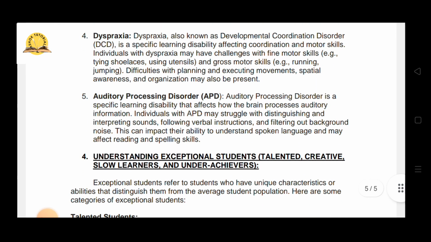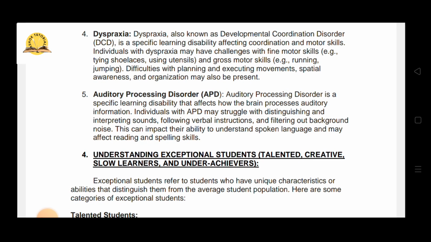Now let us see dyspraxia. This also, I think, came in my MTET exam. So dyspraxia, also known as developmental coordination disorder. What is this? DCD, which means developmental coordination disorder. It is a specific learning disability affecting coordination and motor skills. So what do we understand by the word coordinate? Coordinate means to do something in relation to others, right? And motor skills, so whenever you hear the word motor, it means something to do with mobility, something to do with movement, right?